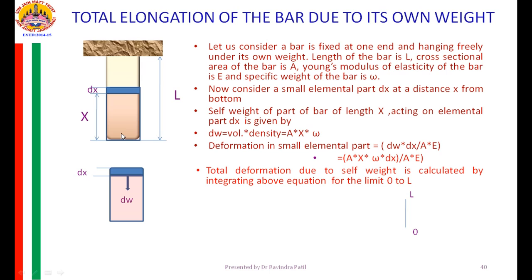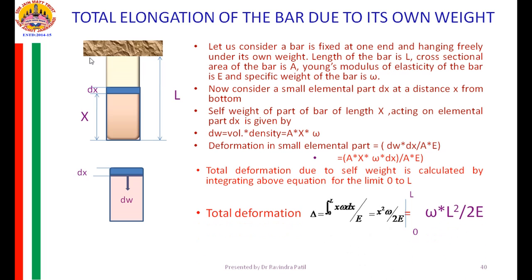Therefore, if I want the deformation of the whole bar because of its own weight, then this small deformation is to be integrated from x equal to 0 at the bottom to the top, x equal to L. Therefore, the total deformation due to the self weight is calculated by integrating the above equation for the limit 0 to L.